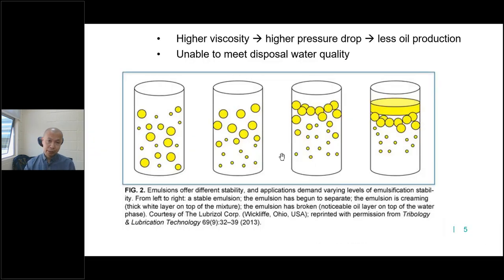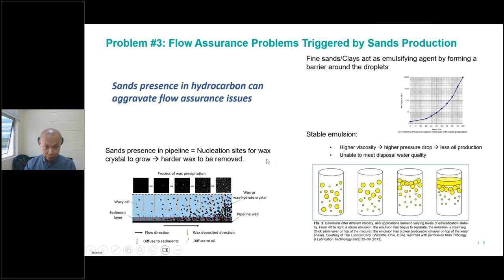So this is just an illustration of the emulsion at different degrees of stability, okay? If you look from the left over here, let me put the pointer first, okay? From the left to the right, you go from more stable to less stable. In the most stable emulsion, you can barely separate these two immiscible fluids. So it's as if you only have one phase. Okay, even though you know it consists of water and oil, right?